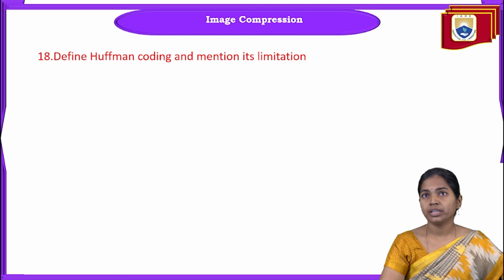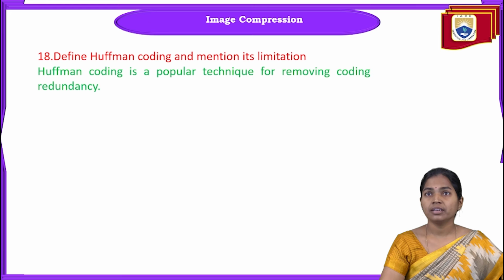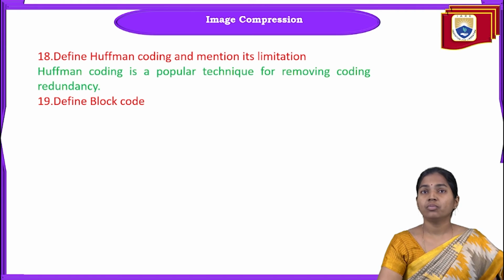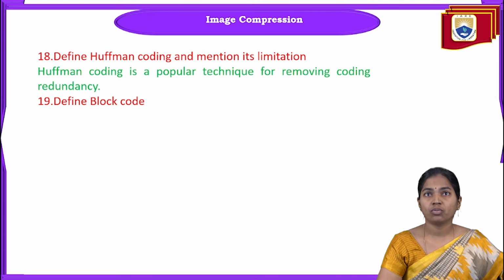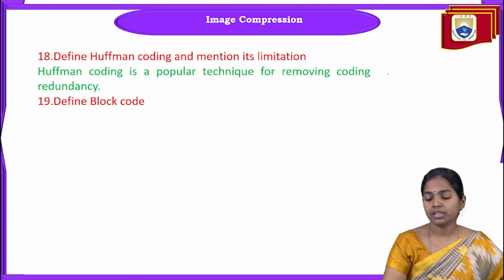Define Huffman coding and mention its limitations. Huffman coding is a popular technique for removing coding redundancy. What are the limitations of Huffman code? Here the probability value is between 0 and 1 only.